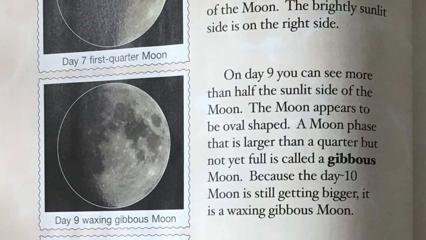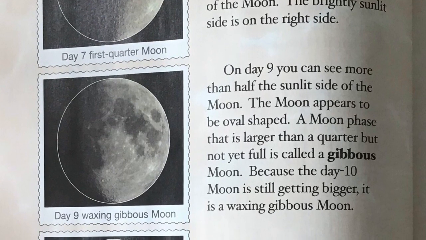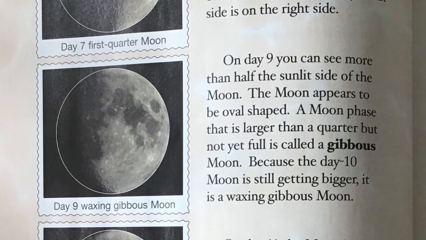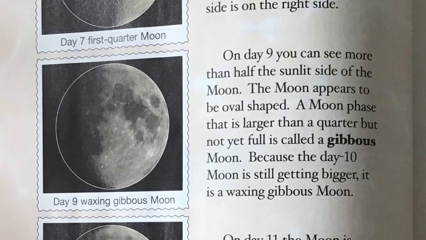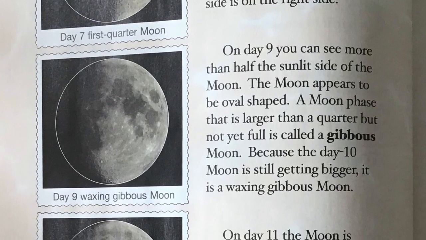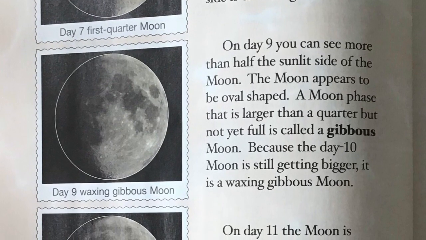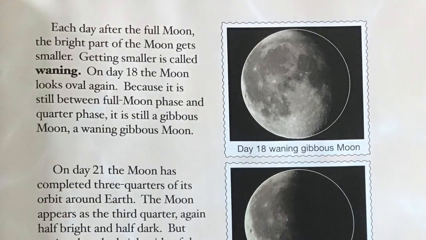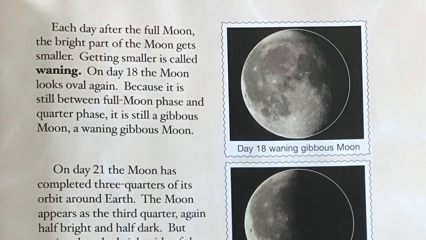On day 14, you can see the whole sunlit side of the moon. This is full moon phase. A full moon always rises at the same time the sun sets. Each day after the full moon, the bright part of the moon gets smaller. Getting smaller is called waning.